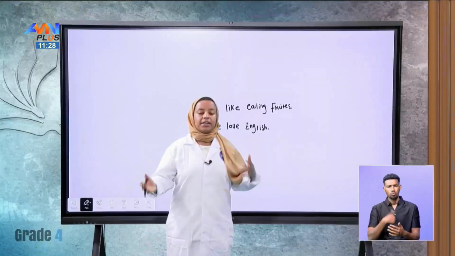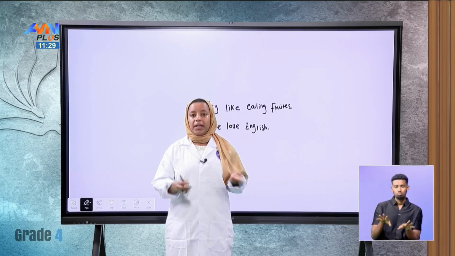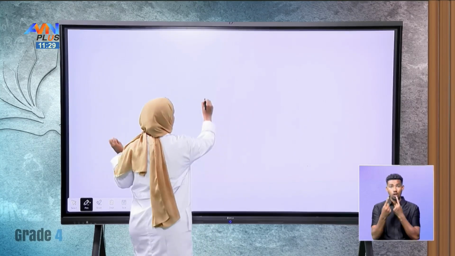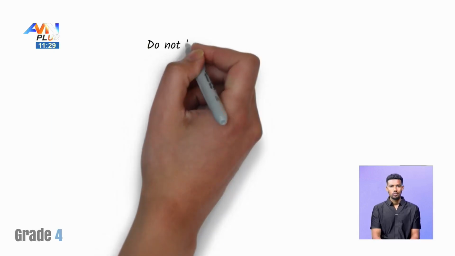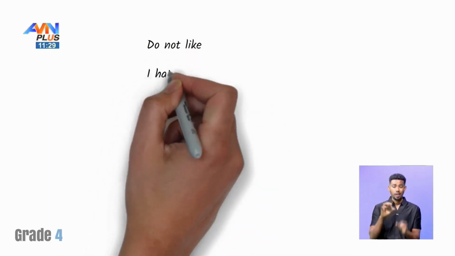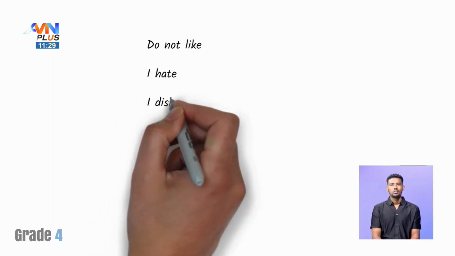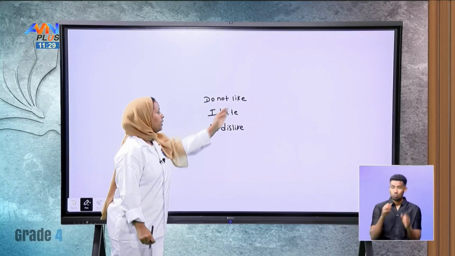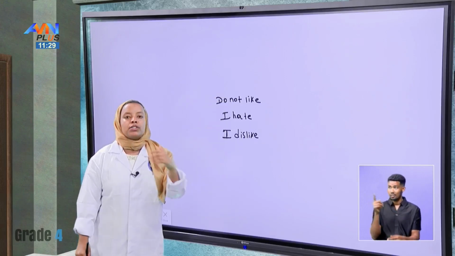And also there is a thing you don't prefer, what you don't like. There are many examples for that, and there are some vocabularies to show what you don't like. For example, don't like, I hate, and also I dislike. You can use these vocabularies with a sentence.